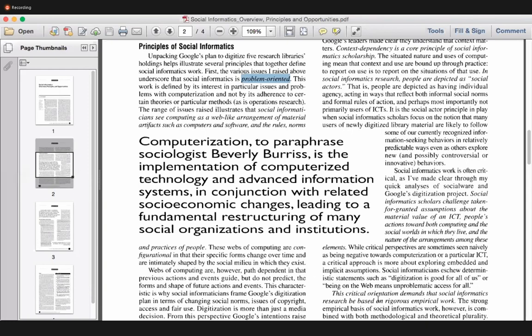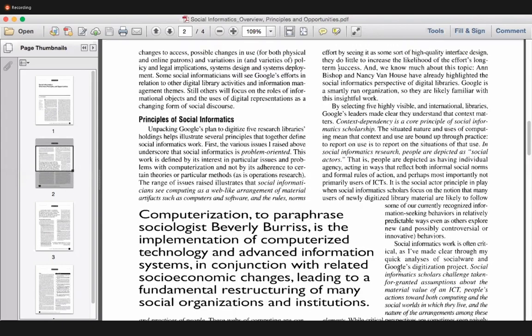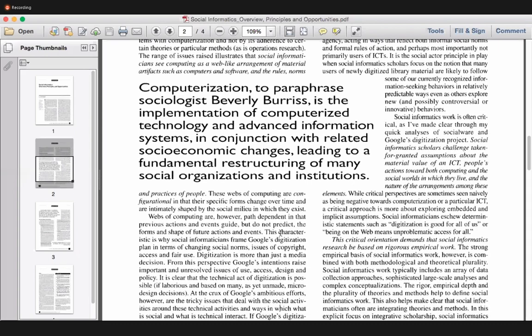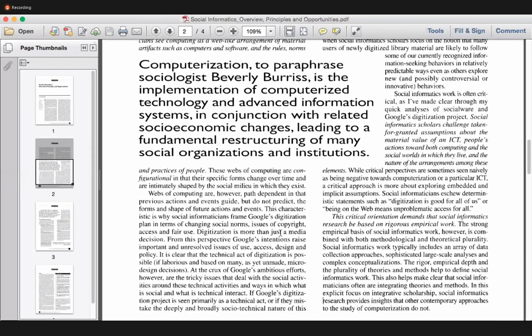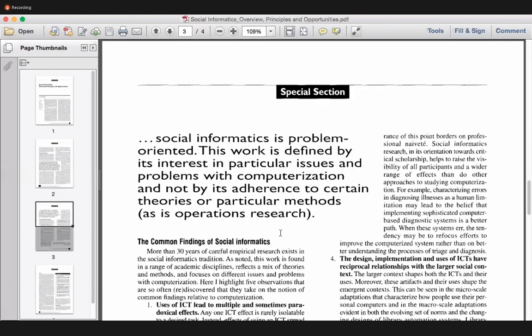Other things here, there's what we call the critical orientation demands. We talk about the supply and demand aspect. Remember, the demand will be driven by the user and such kind of things. What else are you going to read? Those are some of the principles of socio-informatics that you will read there. You will also read other aspects that are very critical. That is the common findings of socio-informatics.